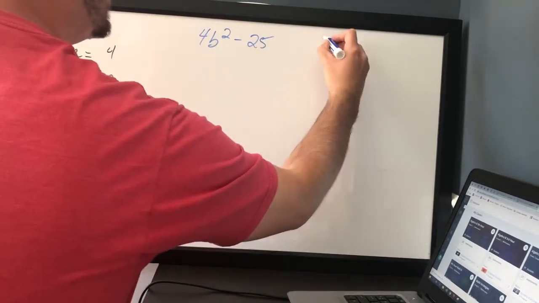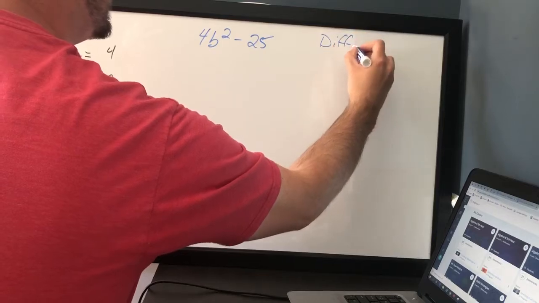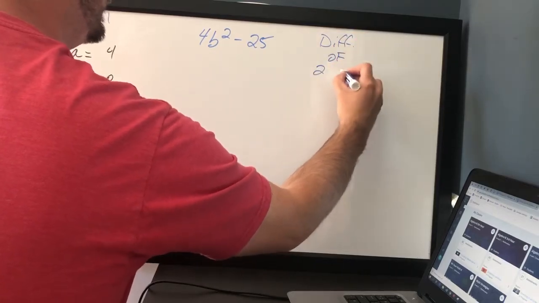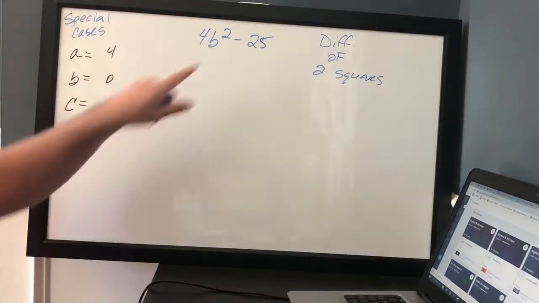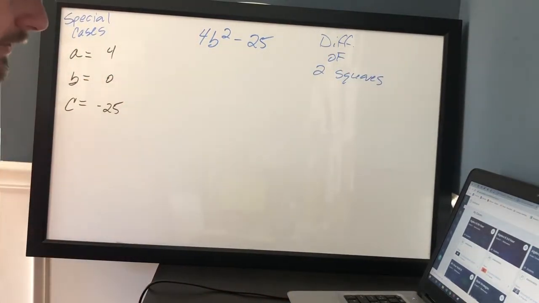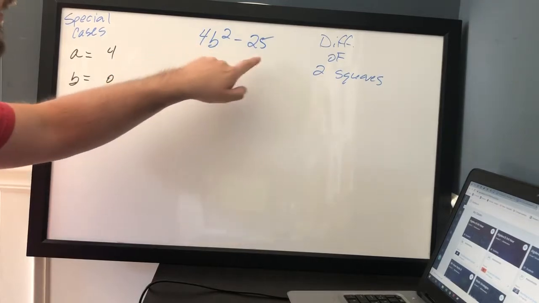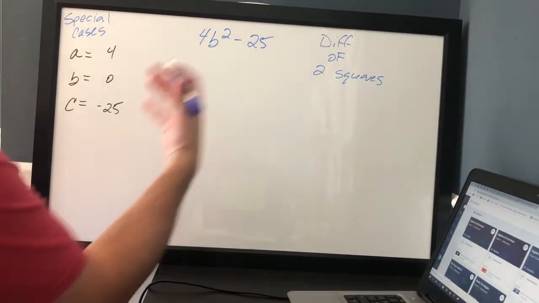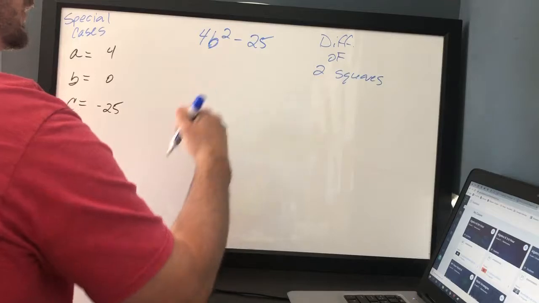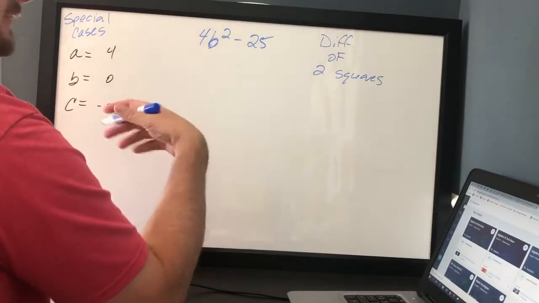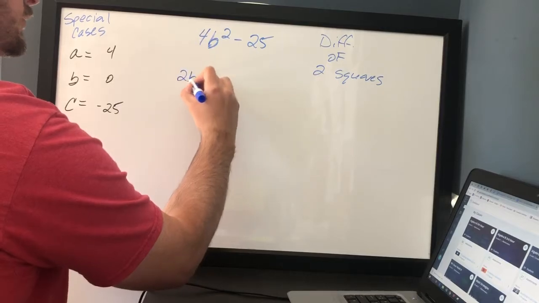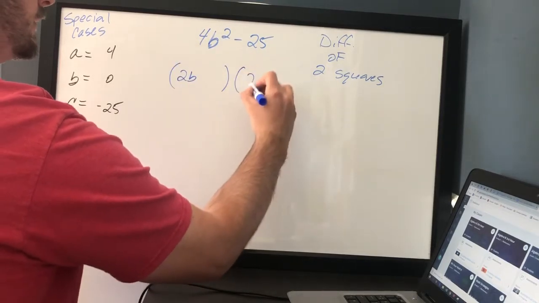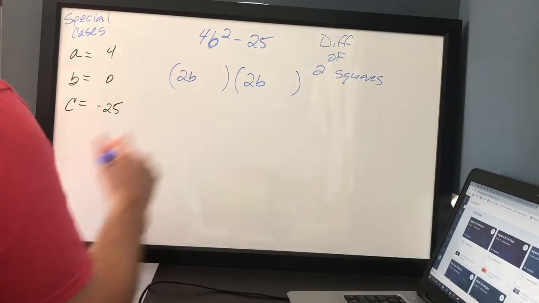All right, and this is what's called the difference of 2 squares. The reason it's called the difference of 2 squares is there's a subtraction sign, which is the difference, and this is a perfect square, and that is a perfect square. So in order to do these, here's what you do. You take the square root of it. So what's the square root of 4b squared? Well, that's 2b. You put 1 in each set of parentheses.